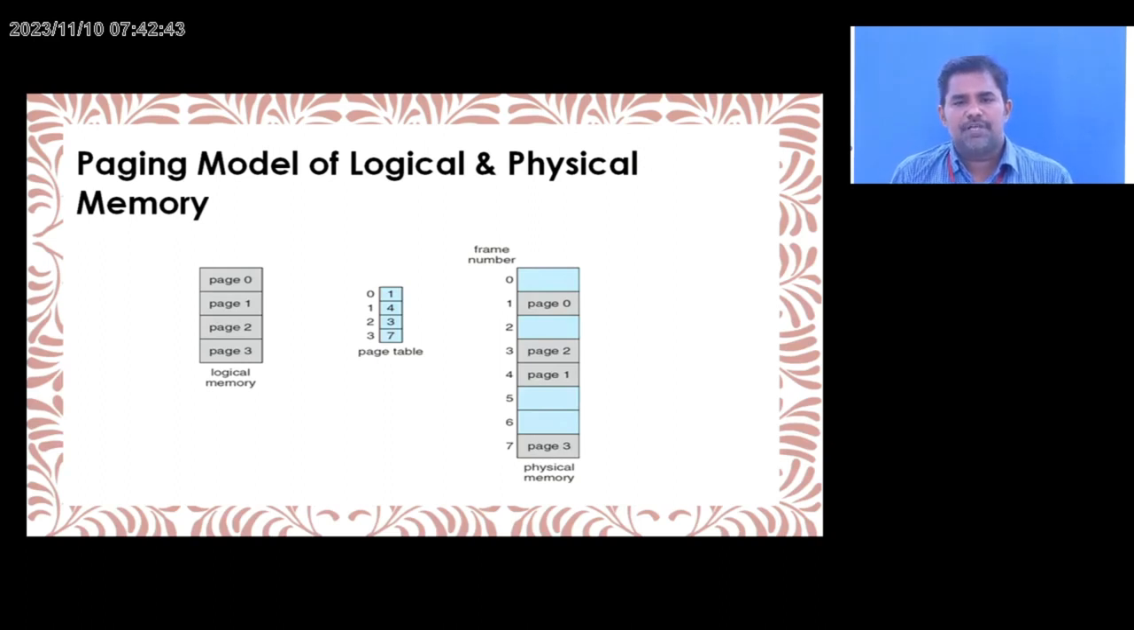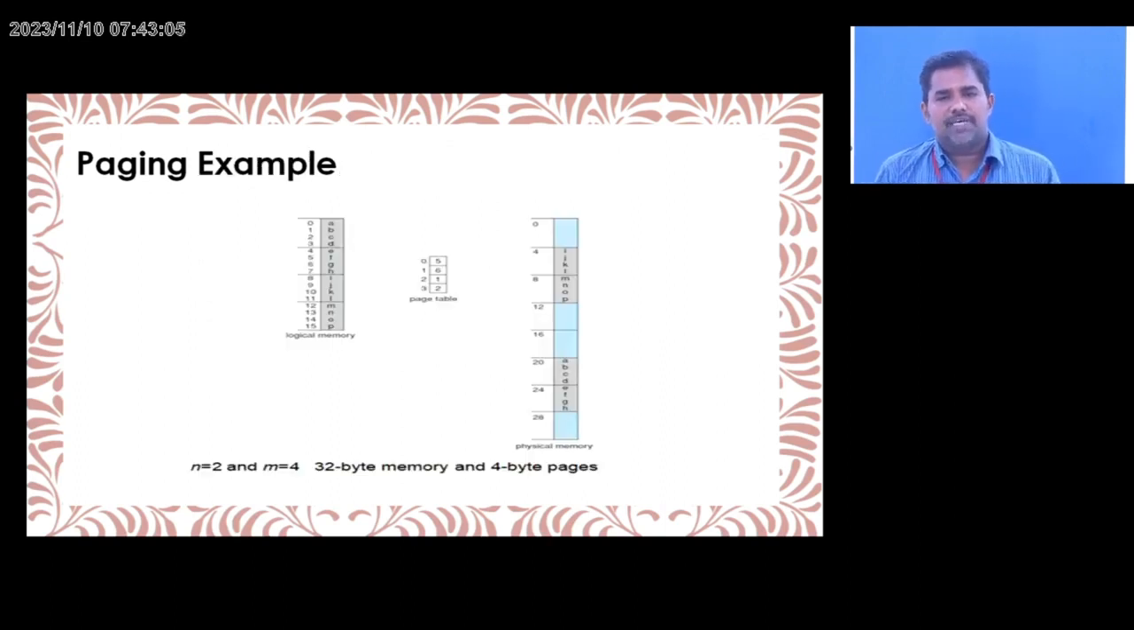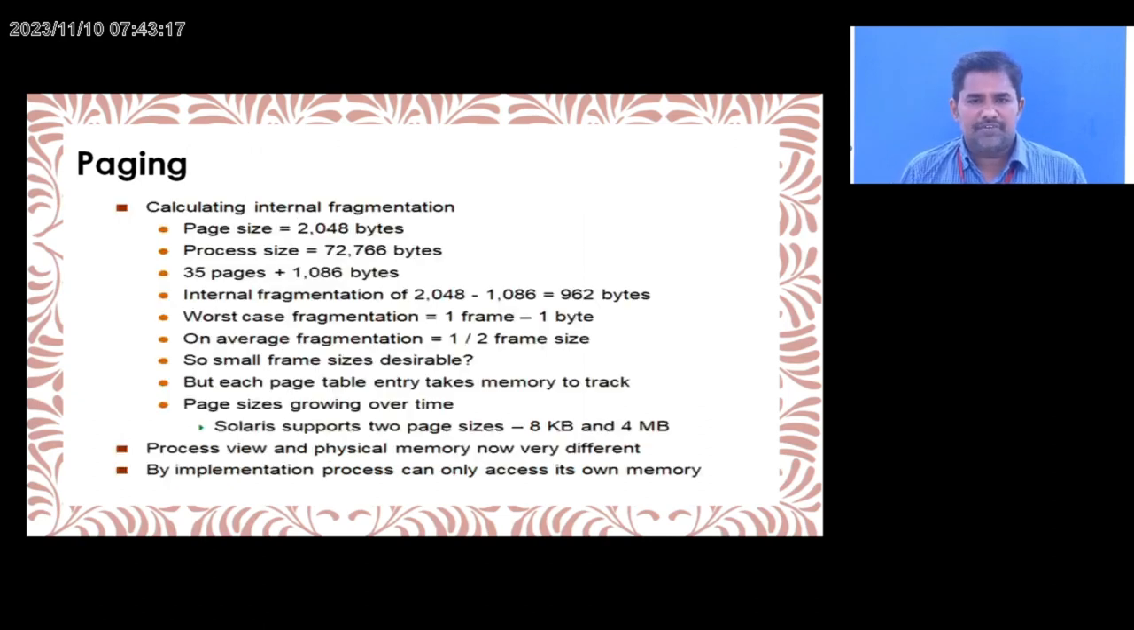In this page table, 0, 1, 2, 3 represent the concerned page numbers. The concerned pages are actually stored in the physical memory frames as 1, 3, 4, 7 like that. So the page table acts as a mapping between logical memory and physical memory. This was an example. Here n equals 2 and m equals 4. In total, with a 32-byte memory and 4-byte pages, we have this type of paging split-up.